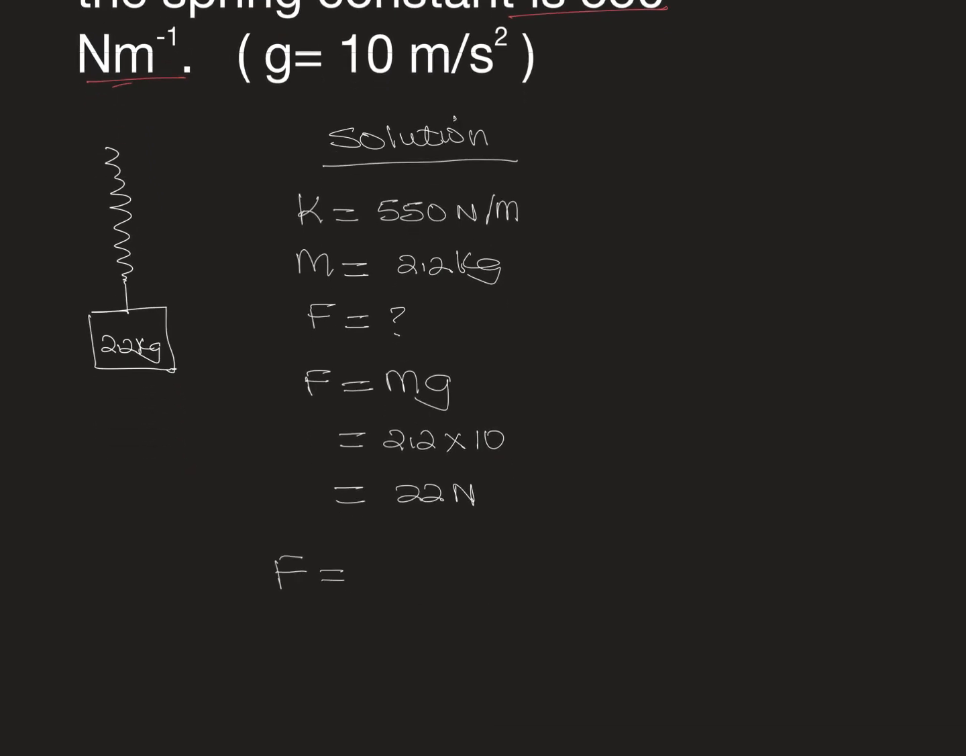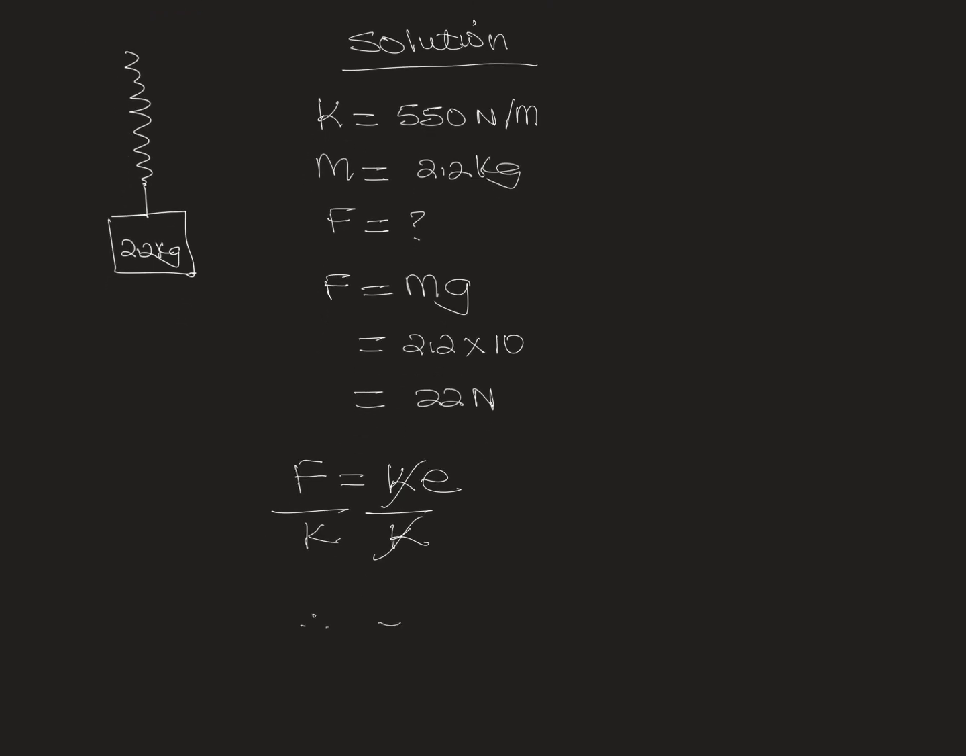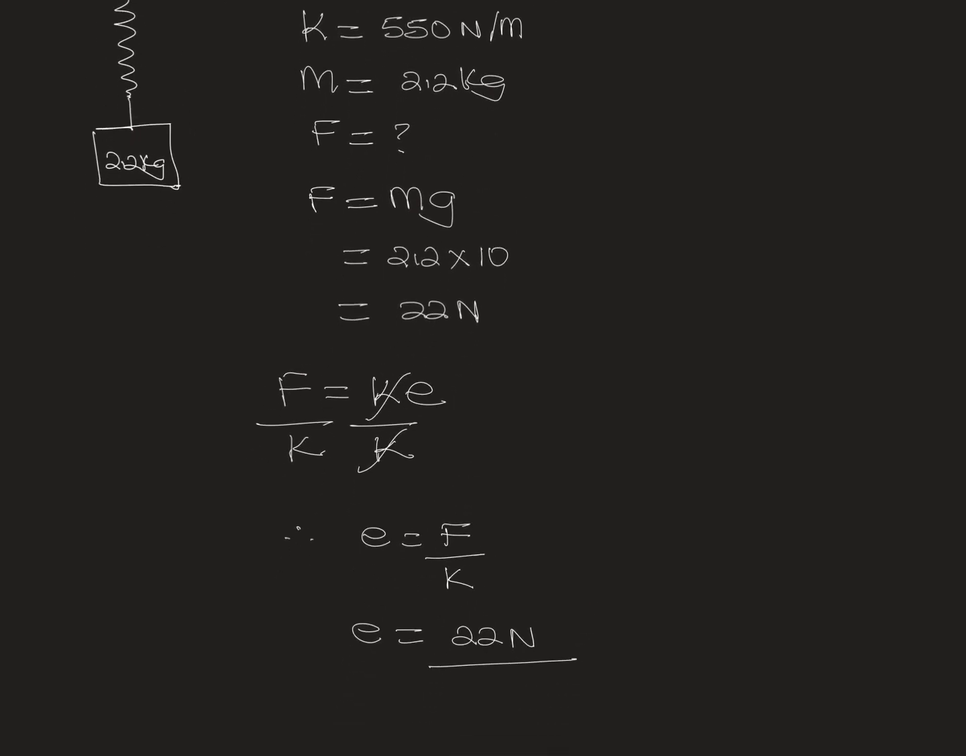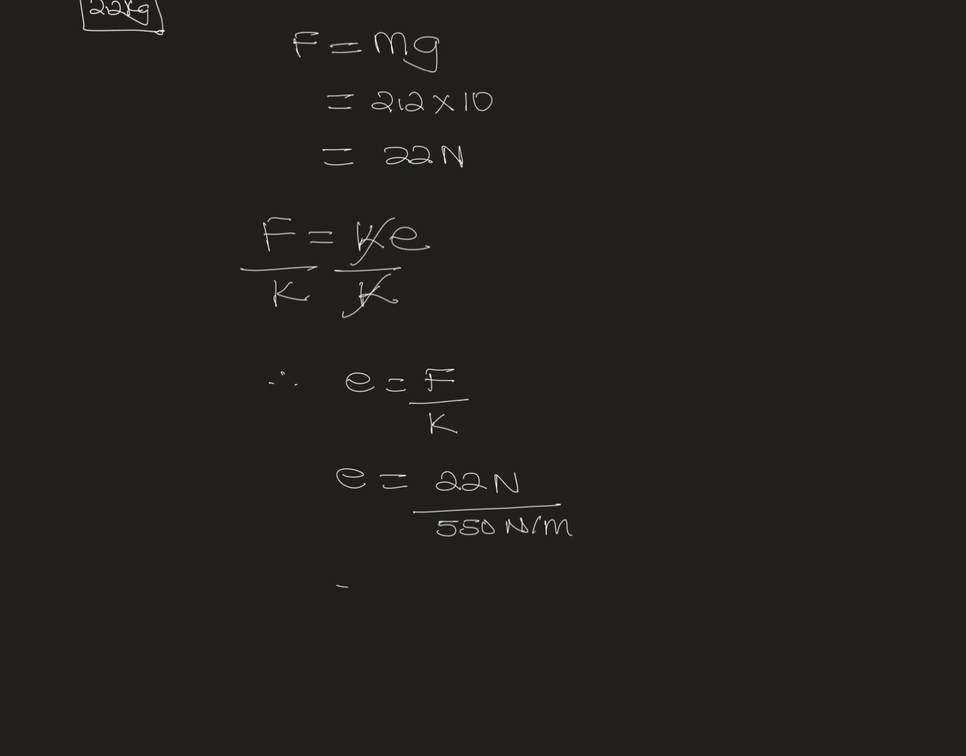So if F is equal to KE, I want to make E the subject of the formula. I'll divide both sides by K. Therefore, E is equal to F divided by K. Therefore, E is equal to the force, 22 newtons, divided by the spring constant, 550 newtons per meter. So E will be 22 divided by 550. That will be 0.04 meters.